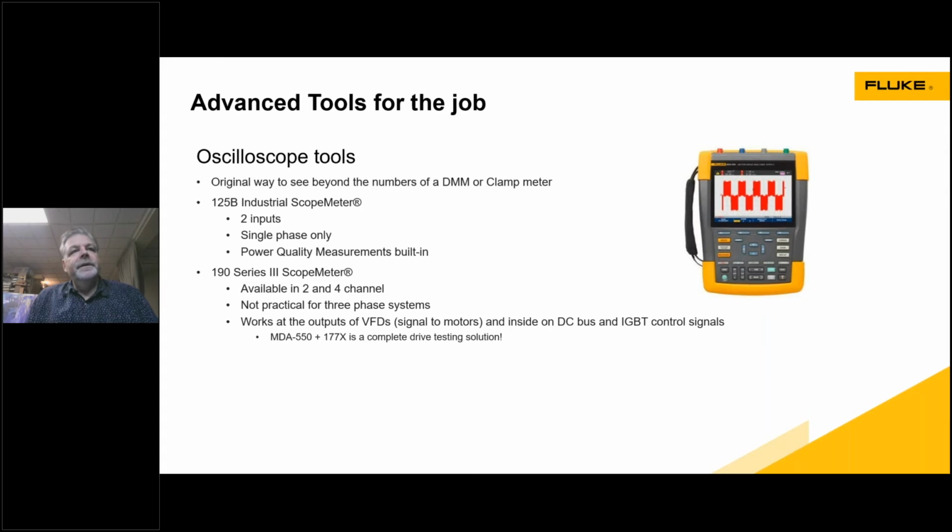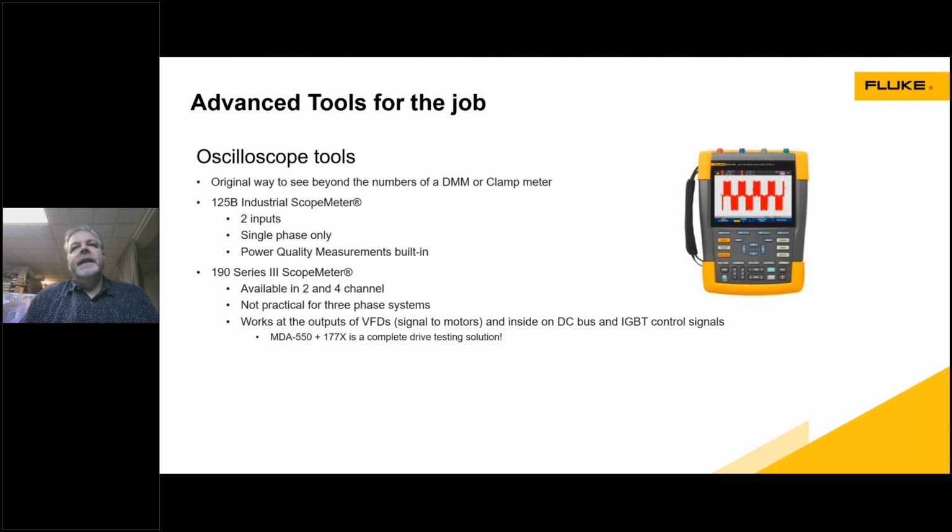The 190 series is available. It's faster, a little more powerful. The channels are what they call isolated, so the grounds are not connected, which provides some ability to mix and match your inputs. But this gives you the ability to have 2 or 4 channels. Again, it's not practical for 3-phase systems. Having only 4 channels will allow me to see just the voltage or just the currents, or maybe 2 phases, and then that would be it. So it's not overly practical for 3-phase systems.